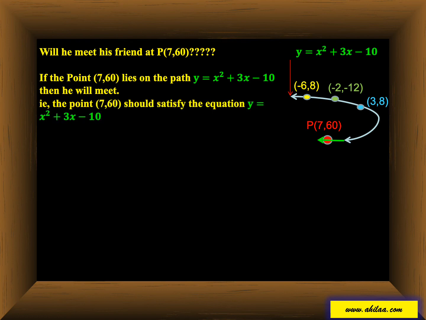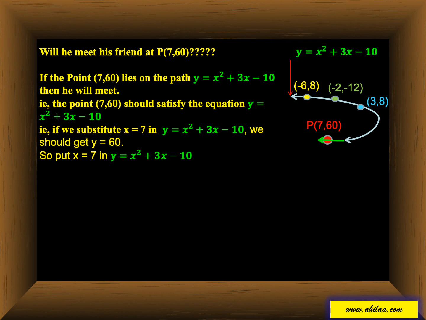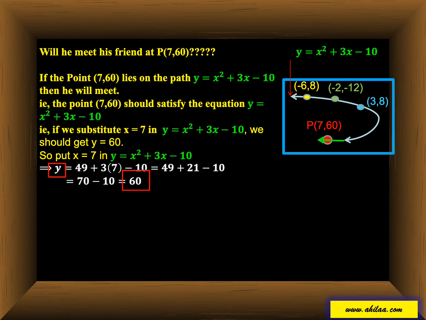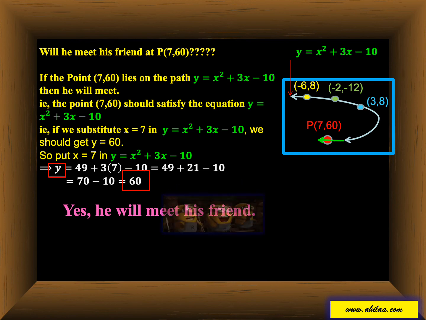That is, the point (7, 60) should satisfy the equation y equal to x square plus 3x minus 10. That means, if we substitute x equal to 7 in y equal to x square plus 3x minus 10, we should get y equal to 60. Let us check. Now put x equal to 7 in y equal to x square plus 3x minus 10. Substitute. Yes, we are getting y equal to 60. Therefore this P(7, 60) lies on the path. So yes, he will meet his friend.